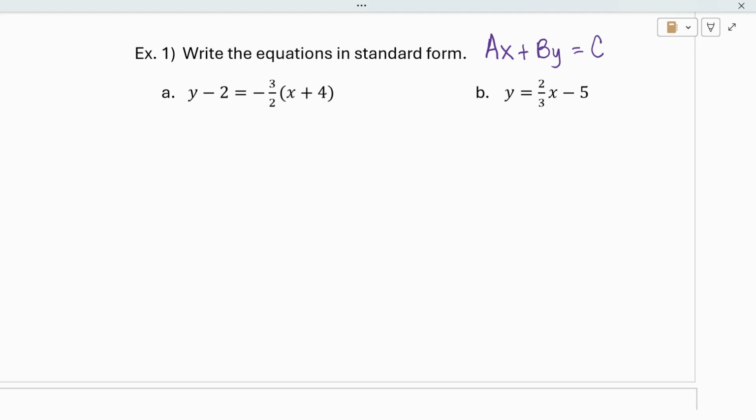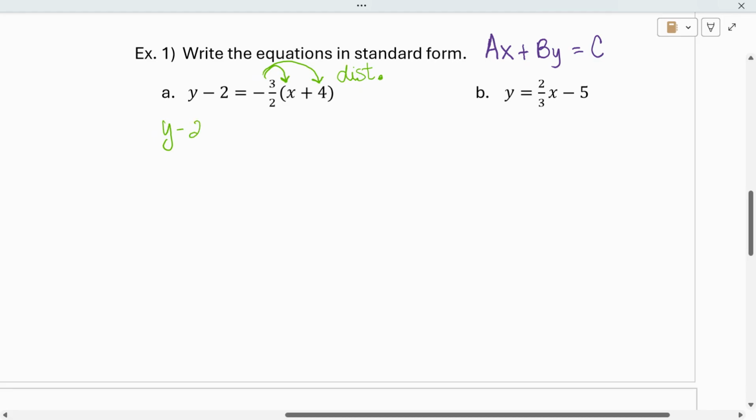Okay. So I have a parenthesis in this first equation. How do I get rid of parentheses? Distribute. Yeah, good job. So the first thing that I need to do is distribute. And I'm just going to write DIST for distribute. So I have y minus 2 equals, well, let's see, negative 3 halves times x is just negative 3 halves x. And I'm going to write plus, and then we'll put this off to the side.